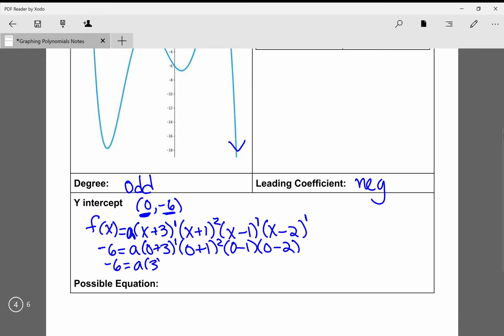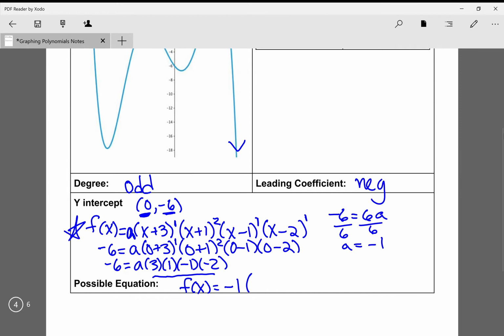So I have 3, 1, -1, -2. So -6 equals a times 3 times 1 is 3, times -1 is -3, times -2 is +6, divided by 6. So my a equals -1. So my possible equation is f of x equals -1 times, go back to this line and copy it down, except for now you have an a of -1.